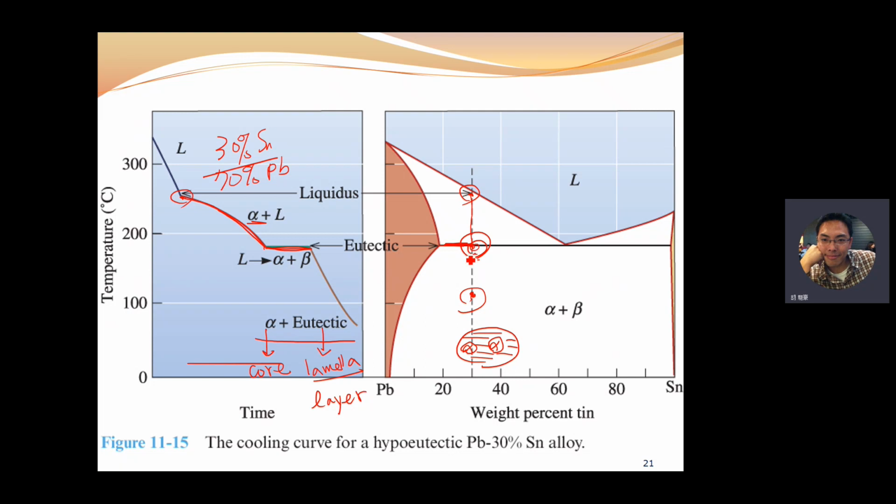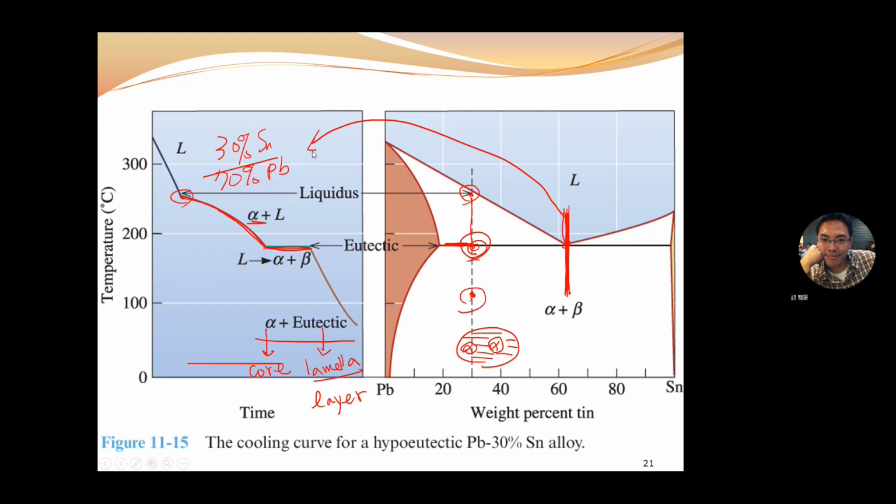What's the figure of the temperature versus time for the eutectic reaction? We already know that this point is called the eutectic reaction, right? So can you plot this eutectic reaction from this figure? What should it look like for this eutectic reaction?